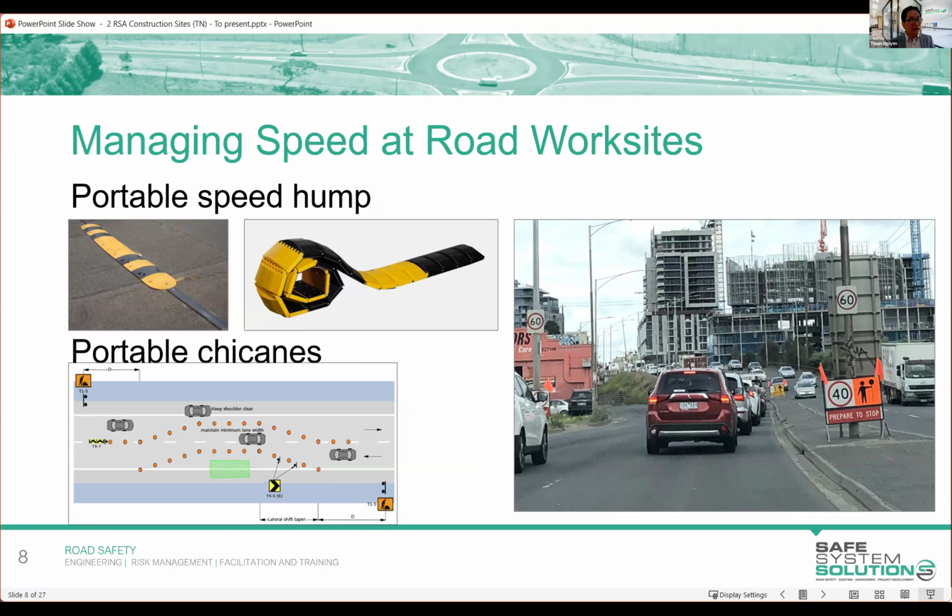Stuart made a comment about a conflicting speed sign. Yes, absolutely, and we don't want that to occur out at the work site.